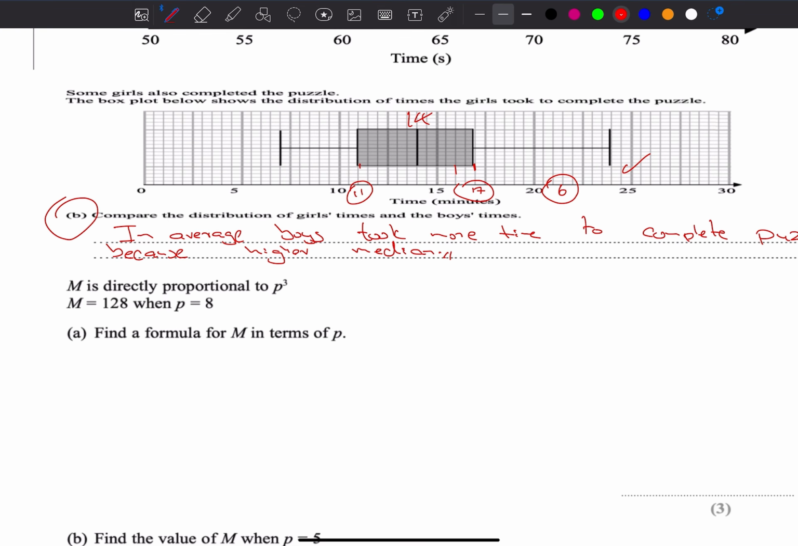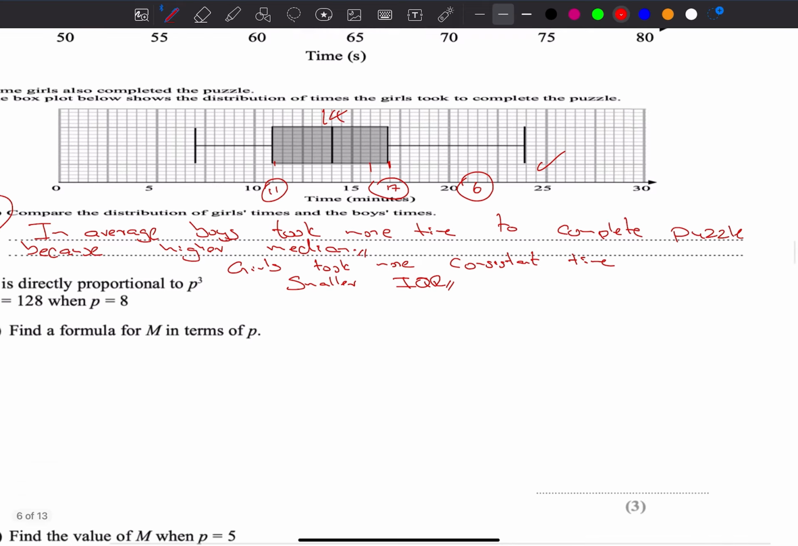So girls took a more consistent time to complete the puzzle, because they have a smaller interquartile range. IQ. Okay. 2 sentences, 2 marks always, right?